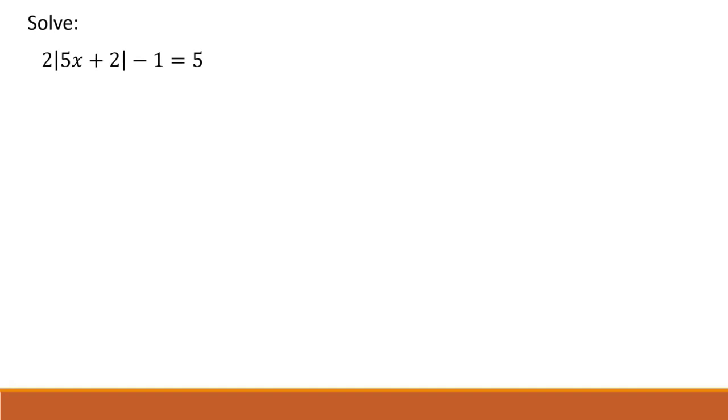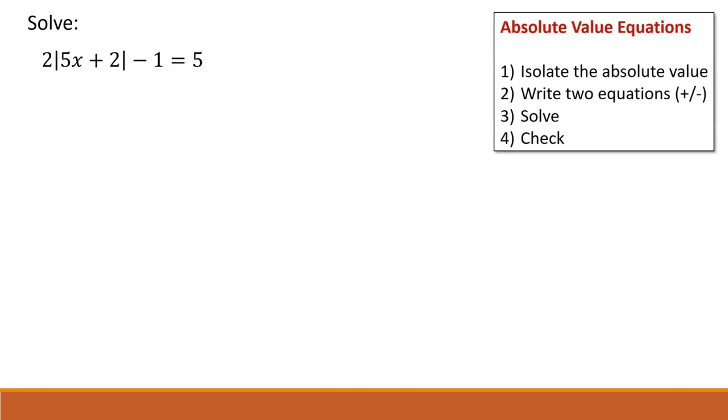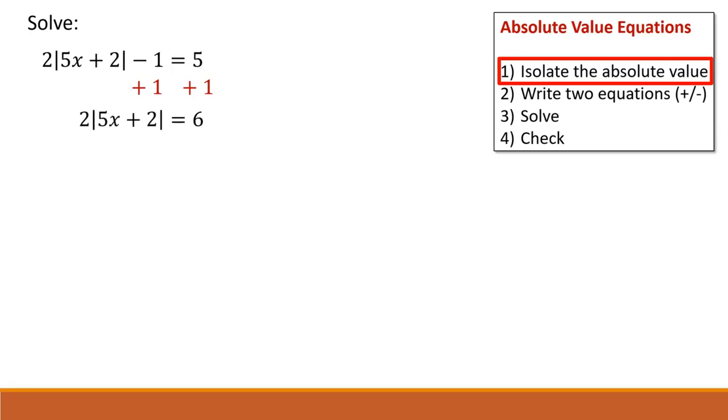Now let's look at our other kind of equation, an absolute value equation. We'll follow our 4 steps for solving that kind of equation. We'll isolate the absolute value, we'll write 2 equations, one positive, one negative, we'll solve, and then we'll check. To isolate the absolute value, we need to go through a couple of steps in this problem. First of all, we'll add the 1 to both sides of the equation to get the term with the absolute value in it all by itself. And then, since the absolute value is still being multiplied by a 2, we'll go ahead and divide both sides by the 2. That isolates the absolute value.